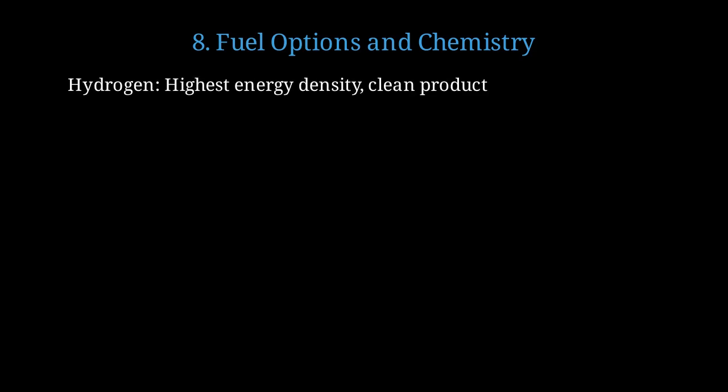Different fuels offer various advantages. Let's compare the main options. Hydrogen offers the highest gravimetric energy density at 142 megajoules per kilogram and produces only water as product. Hydrogen energy density is 142 megajoules per kilogram, far exceeding most other fuels.